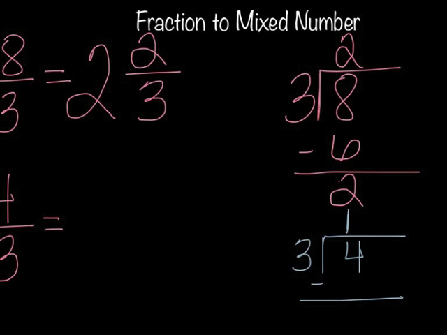I'm going to then multiply 1 times 3, that gives us 3, and bring down my subtraction of 1. Our remainder left is 1. You're going to again take the remainder of 1 and the denominator of 3, and that's going to be your new fraction. And now we have the mixed number of 1 and 1/3.